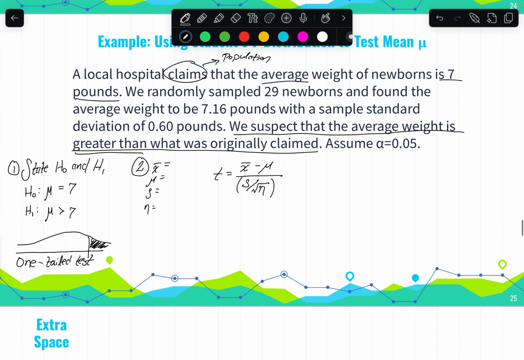Let's see. We already know the population mean, because we just had to find that for the null hypothesis and the alternative hypothesis: 7 pounds. Here we randomly sample 29 newborns. That's our sample size. We found the average weight of that sample to be 7.16 pounds, and the sample standard deviation is 0.6 pounds.